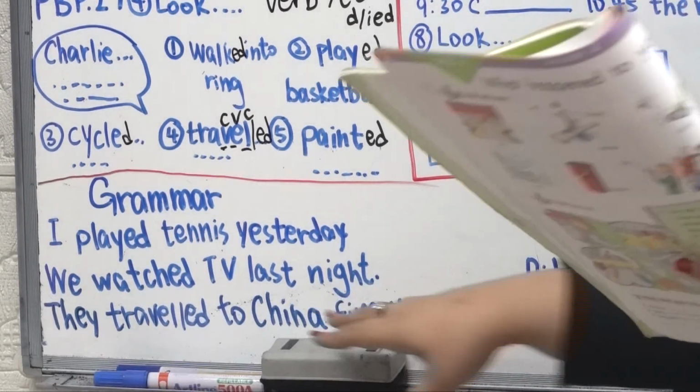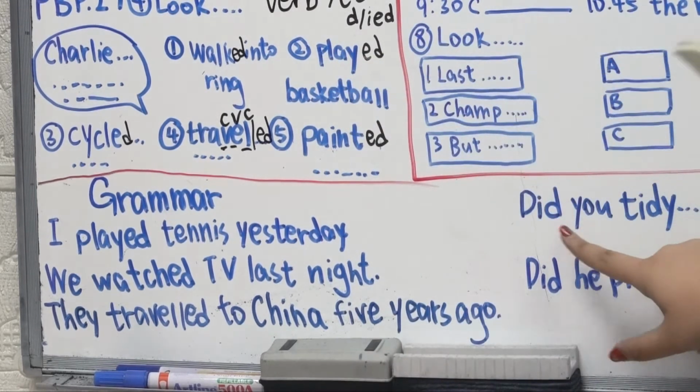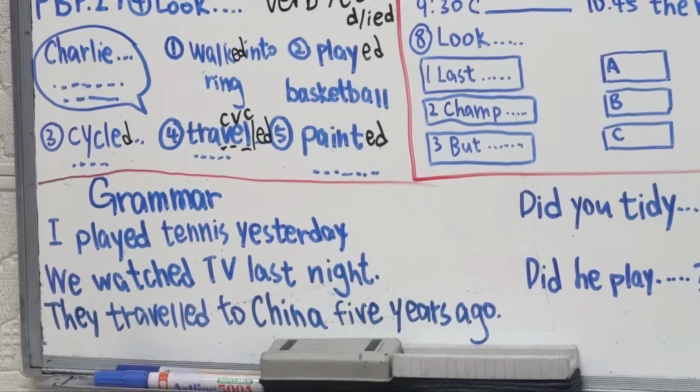But in questions, it's totally different. Again, we use the word did. Short answer. So, did you tidy your room yesterday? If you want to give a short answer, you would just say yes, I did. The long answer would be yes, I tidied my room yesterday, right? That's the long answer. The short answer is yes, I did. Let's say the negative one. If you want to say no, you would say no, I didn't. The long answer would be no, I didn't tidy my room yesterday.